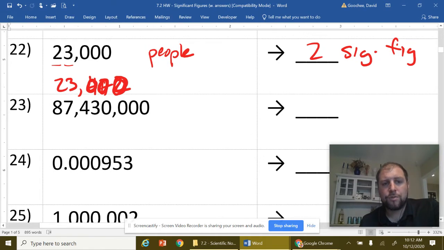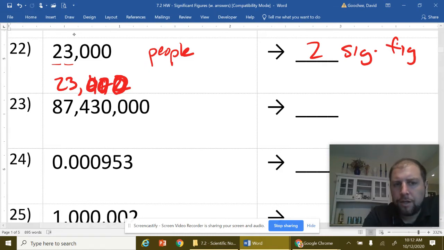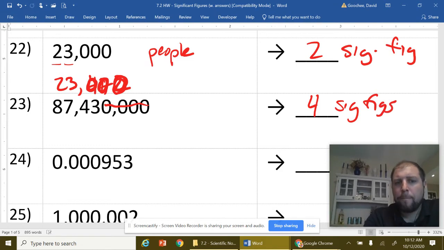Number 23 here. Again, these are from an old homework, so you won't see this on your sheet. Big number, so I'm going to ignore these numbers at the end here, because as far as I know, these are all rounded. This person only gave us 4 actual digits that they measured, 4 sig figs. Maybe this is the population of Vietnam.